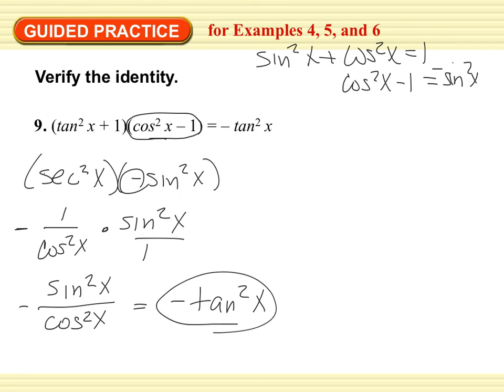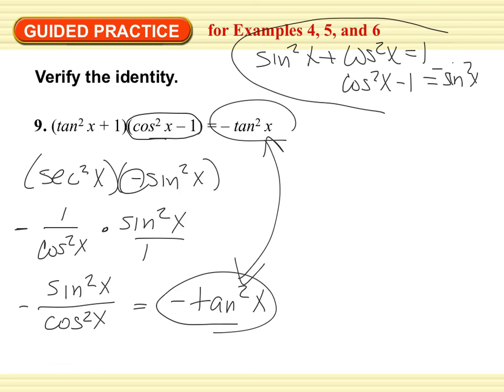I was nervous about starting that one. It worked out okay. The key is knowing how to manipulate this Pythagorean identity. Okay, we haven't done one where I've got something minus 1 equals negative the other thing.